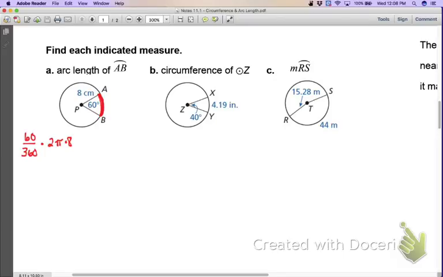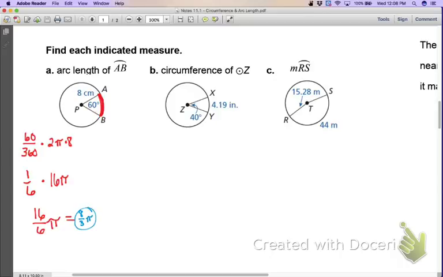Okay, so what is 60 over 360 going to reduce to? 1 over 6. So 1 over 6 times 16 pi. It's the same thing as saying 16 over 6 pi, which is going to reduce how? What can I divide 16 and 6 both by? 2. So 8 over 3, or 8/3 pi.